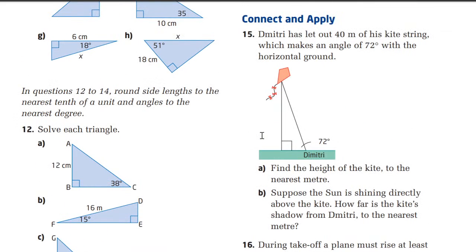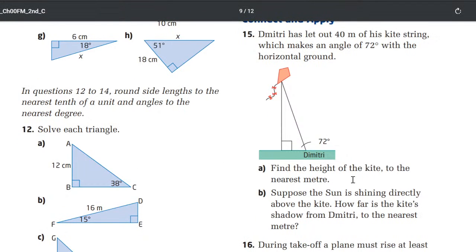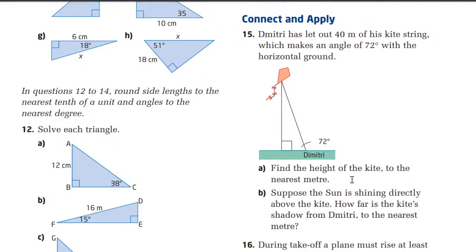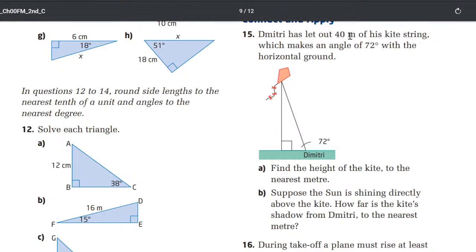Dimitri has let out 40 meters of his kite string, which makes an angle of 72 degrees with the horizontal ground, which is illustrated there. Find the height of the kite to the nearest meter. And so in some of these questions, they've fully completed the diagram. Some they haven't given a diagram. Some they've given a diagram but only given some of the information in it. But they did already tell you that the kite string he's let out is 40 meters. So this line here is 40 meters.